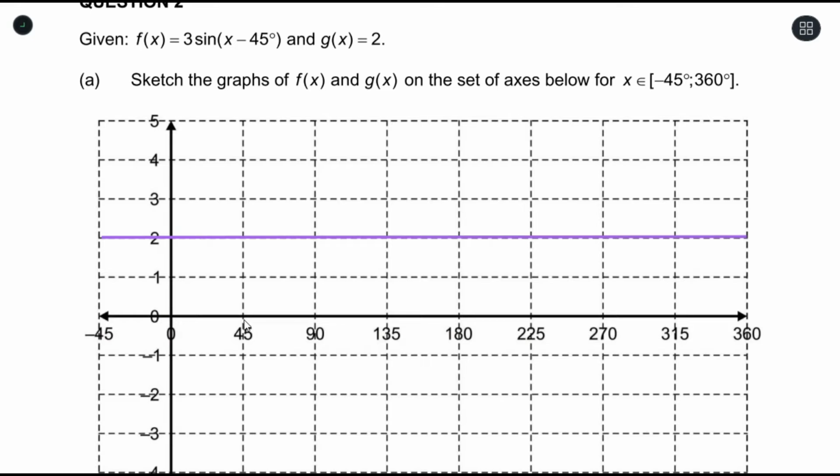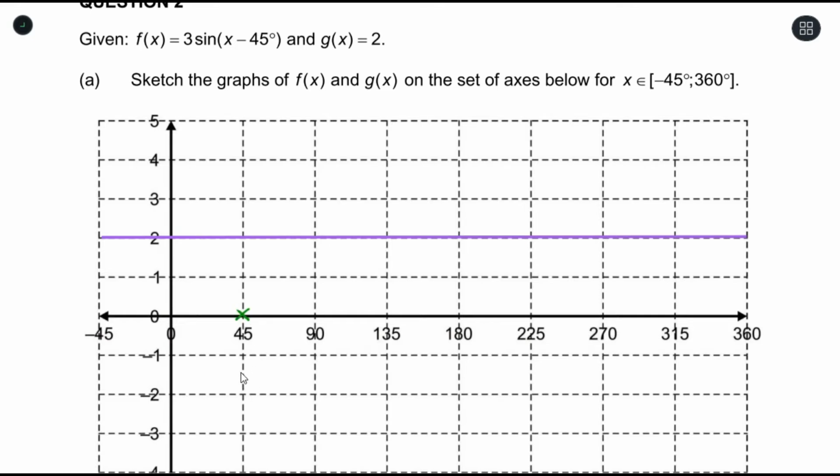Okay, so because this graph says 3 sine (x minus 45), we understand that it has been multiplied by 3 due to the amplitude, and it has been moved 45 units to the right. Let's start with the first one, sine 0. Normally, sine 0 is 0, but because you have a 3, you multiply it by 3, which still gives you 0. But now you're moving it 45 degrees to the right. It means that the coordinate would actually be (45, 0).